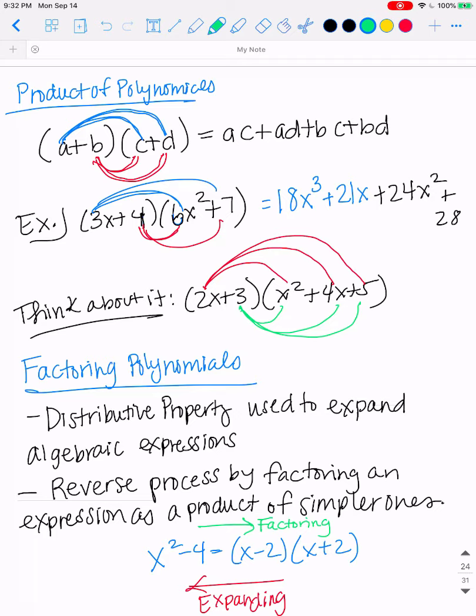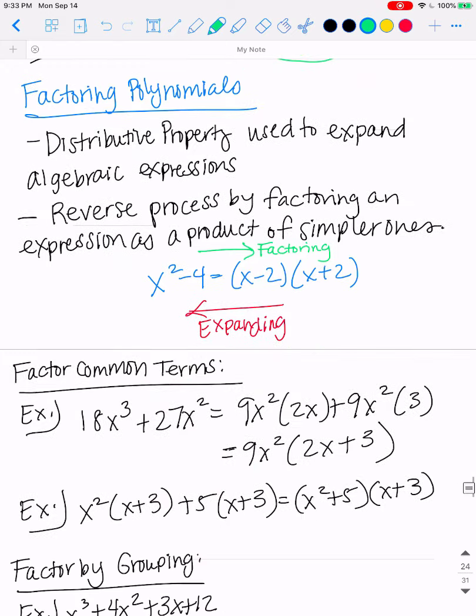Okay, moving on to factoring polynomials. Usually we use the distributive property to expand algebraic expressions, which is what we've done in the examples above doing products of polynomials. Factoring polynomials is like the reverse process. We factor an expression to write it as a product of simpler ones. So these up here would be the factored form of this long polynomial. Factoring is breaking it into a product, and expanding is writing it out as its full polynomial form.